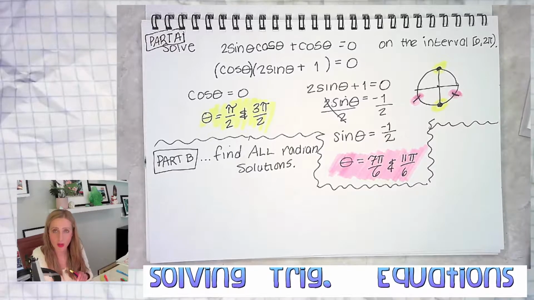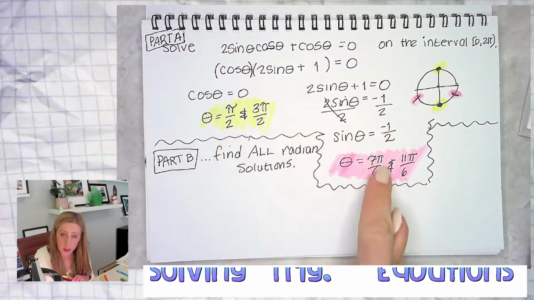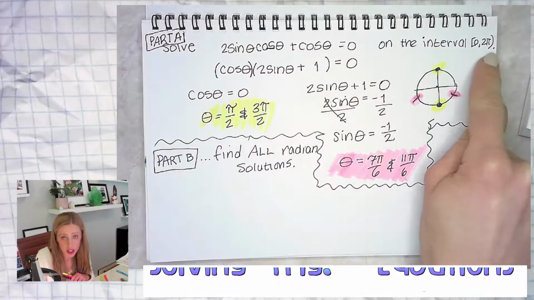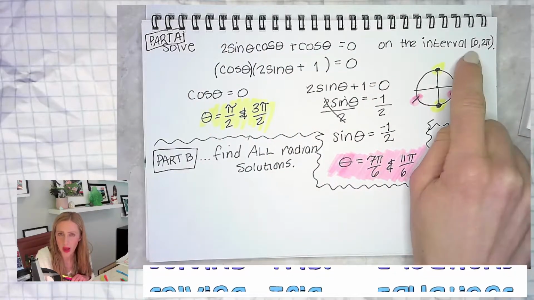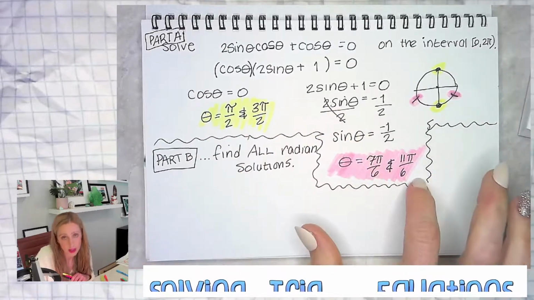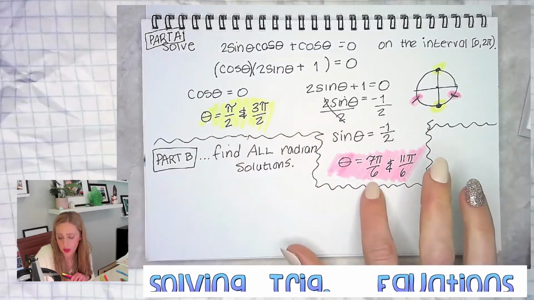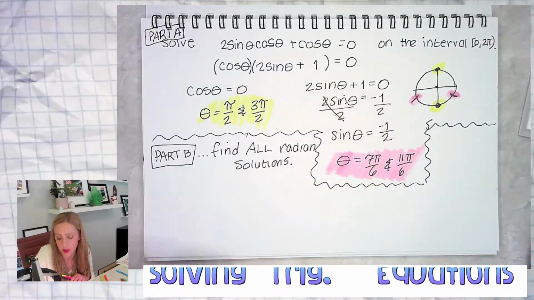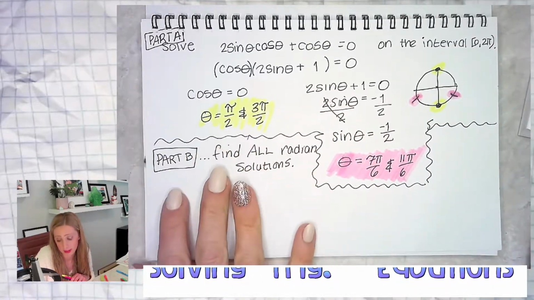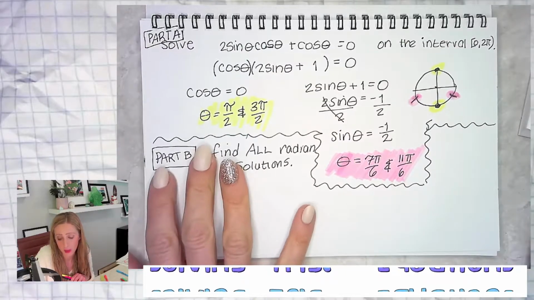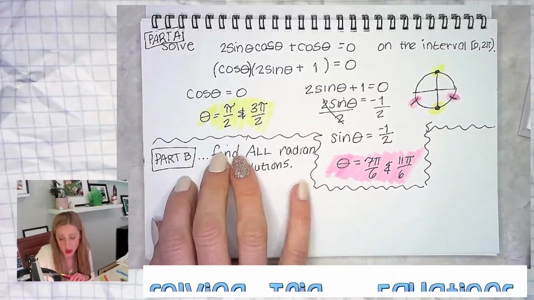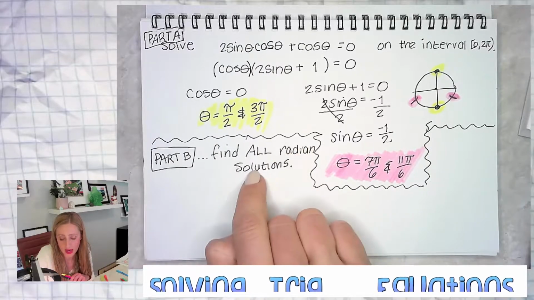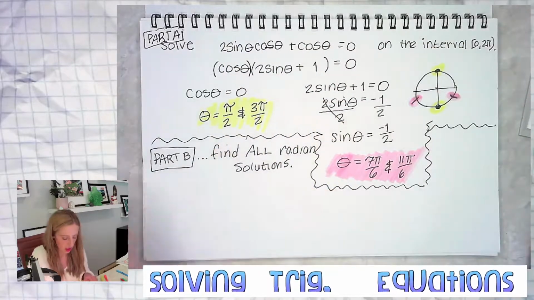Here we are picking up from where we left off in this example, where we solved on an interval between 0 and 2 pi. We found 4 answers: pi over 2, 3 pi over 2, 7 pi over 6, and 11 pi over 6. We had a finite number of answers. In this part of the problem, the directions are going to change a little bit. We're going to find all radian solutions. So it's just continued from that up there.